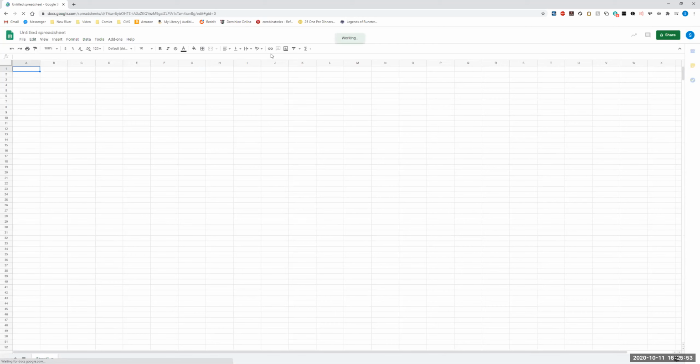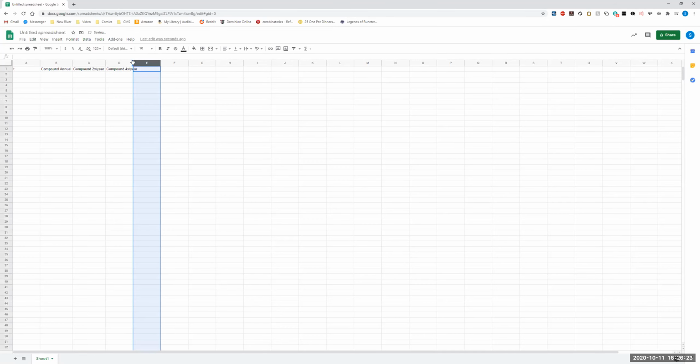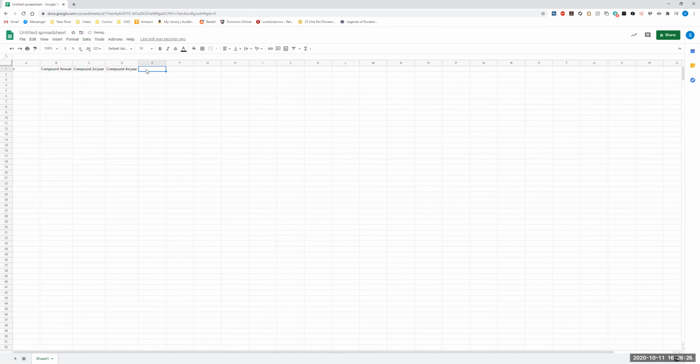Okay, so let's take the same basic idea. We'll let this column be the number of years. We'll say this one is compounded annually. And then we'll make a couple of other columns. Let's say this one is compounded 2 times per year. We will say compounded 4 times per year. And then we will say compounded 12 times per year.